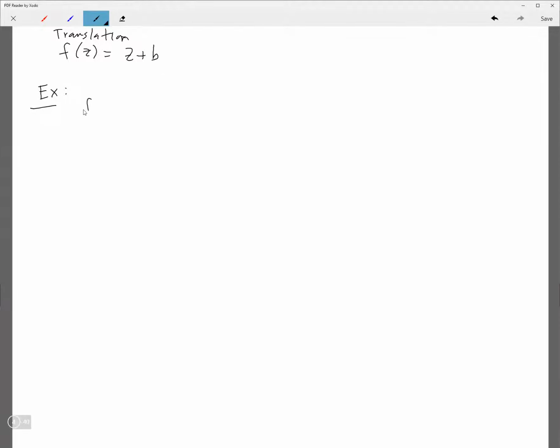So you could have z plus 2 minus 3i, for example. Okay, so you could have that. And what it would do, let's just go with the same thing. Let's say we have the circle of radius 2 right here, and it's centered at 1, right? So we have the center at 1. So let's just take the boundary, okay?